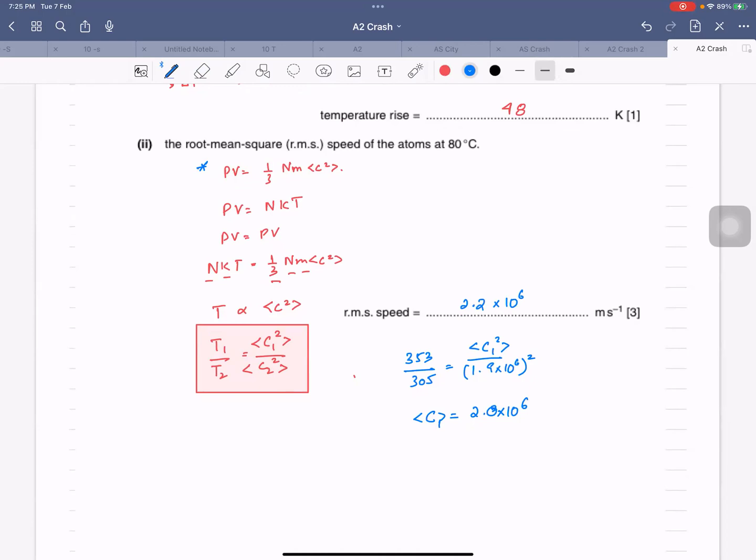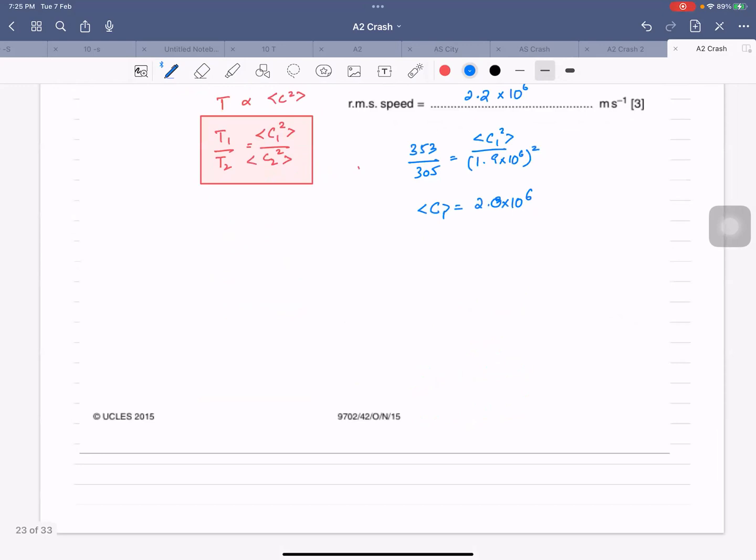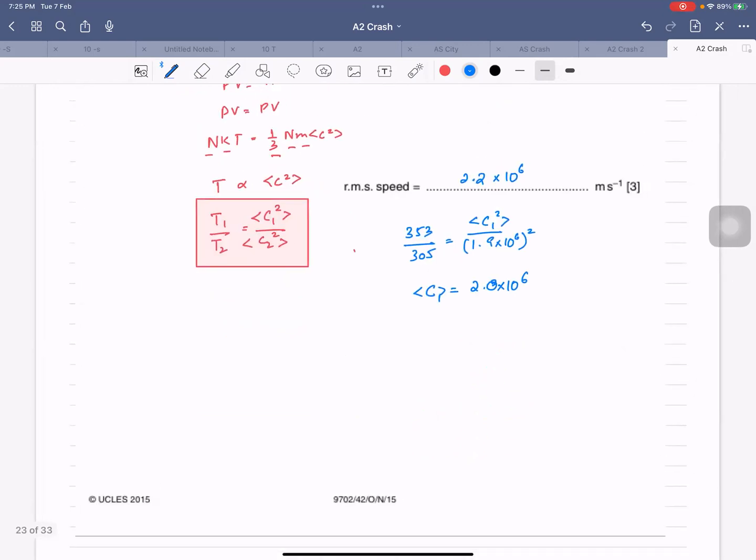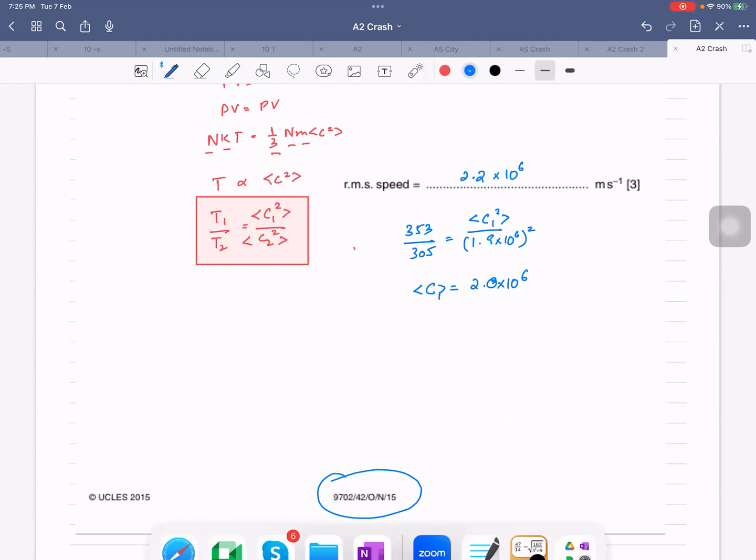All right, some students are getting 2.2 times 10 raised to 6, but the answer is 2.0. Can you please check the answer? Stop fighting. Oh no, I got 2.2. Go on, check it, please.